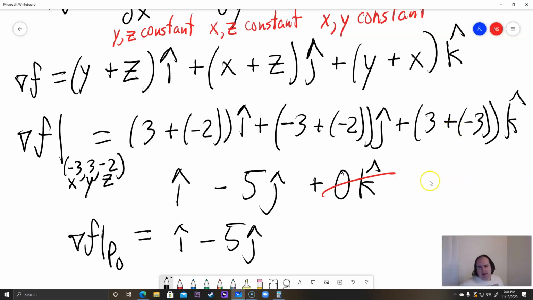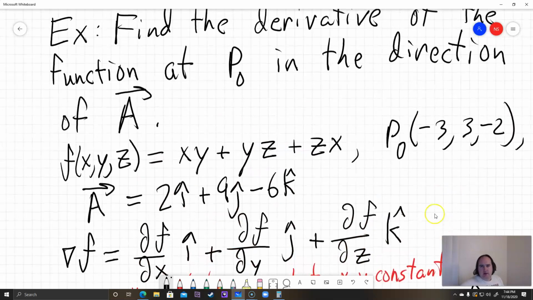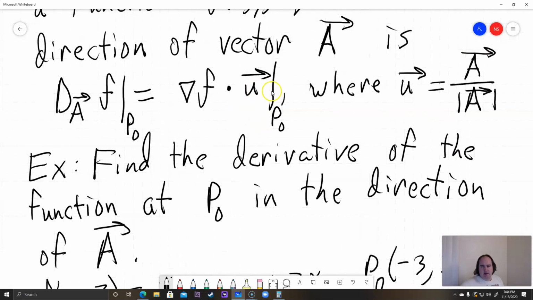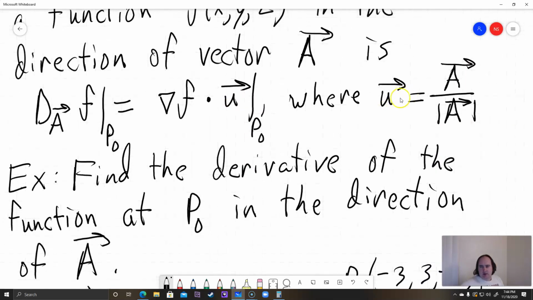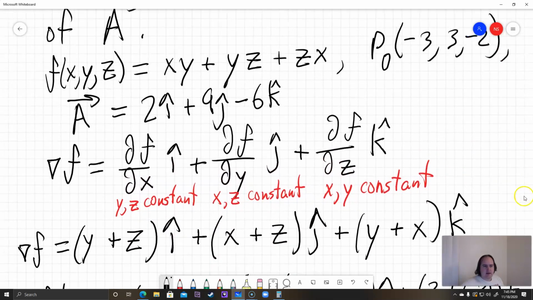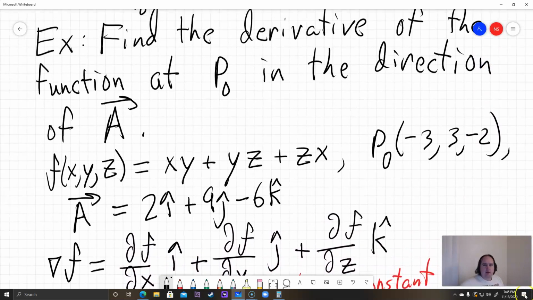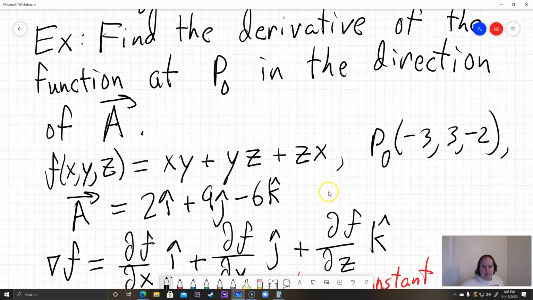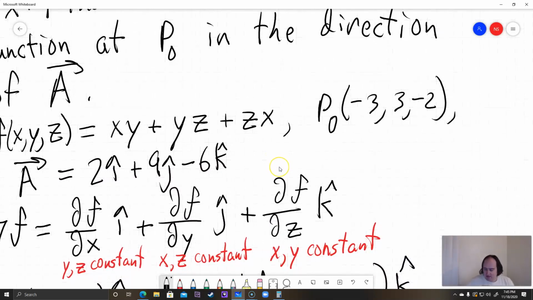Okay, so now we got our gradient. Now the next thing we need to do is, in order to use this formula, gradient of f dot u, we need to figure out what u is. So u is the vector a divided by its length. So here, vector a in this problem is actually 2i plus 9j minus 6k. So we need to find the length of a. So over here, let me find the length of a.